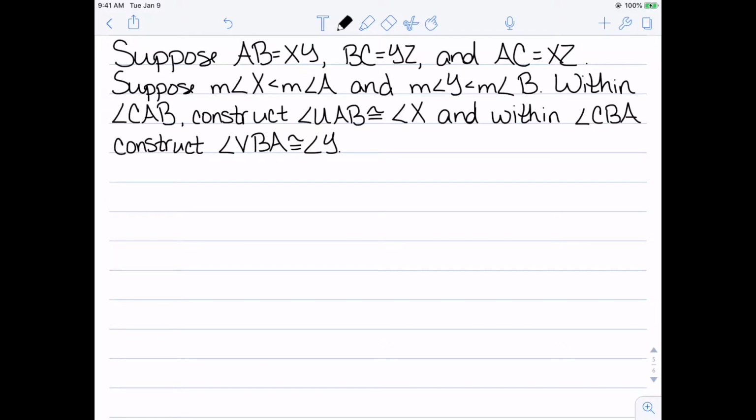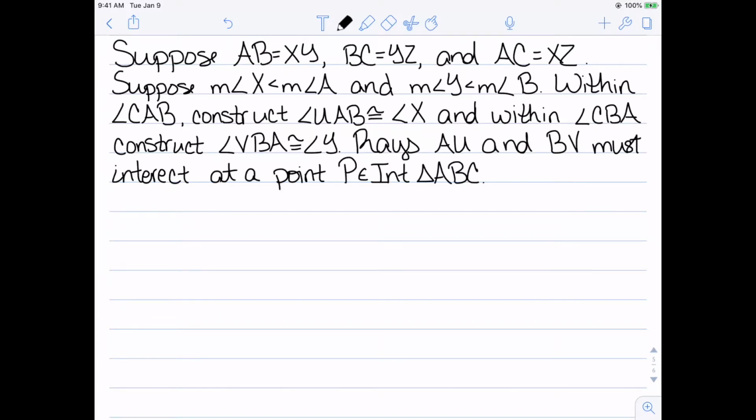Inside of our angle CAB, we're going to construct a point U so that angle UAB is congruent to X. And within CBA, we'll construct a point V so that angle VBA is congruent to angle Y. So essentially, we're just going to draw these smaller angles inside of our bigger angles to be congruent to X and Y. In this case, the rays AU and BV must actually intersect at a point P that needs to be in the interior of the triangle since those two angles are smaller than the original triangle angles.